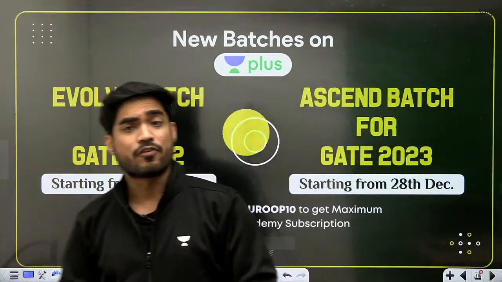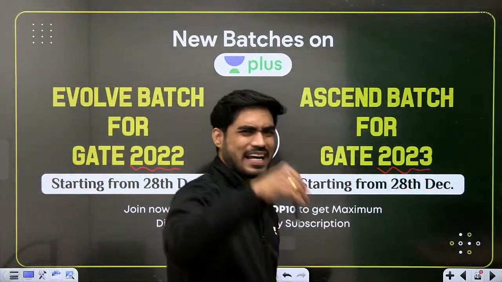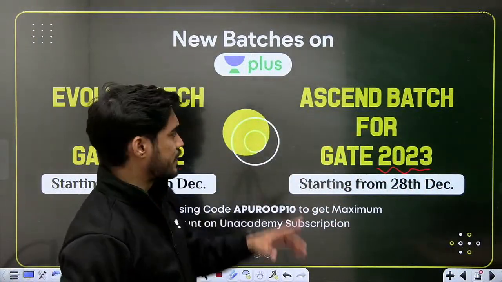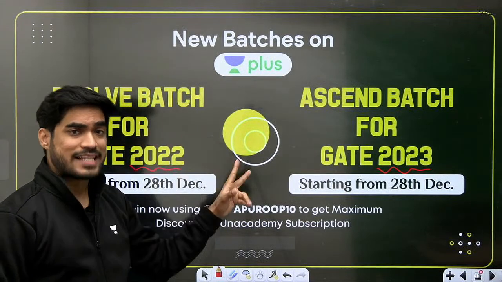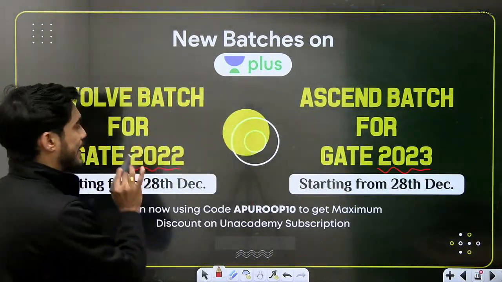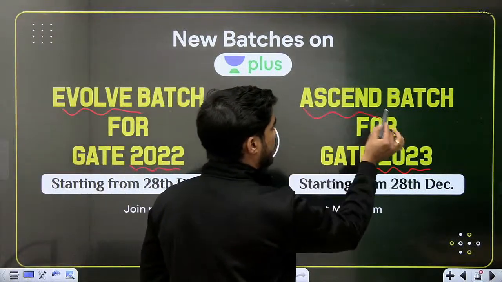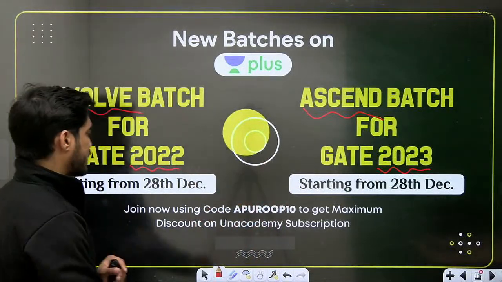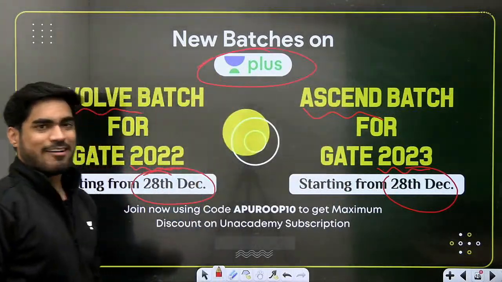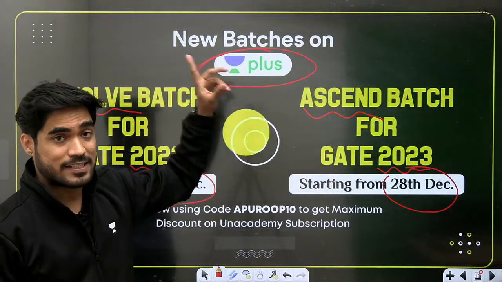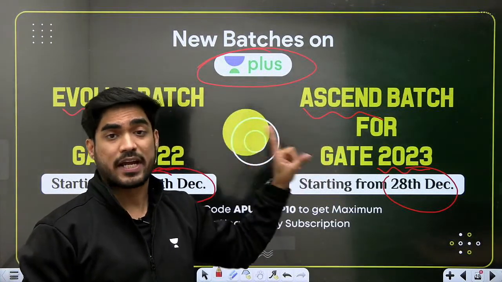And a very important news for all the GATE 2022 and 2023 aspirants. If you are in your second year or third year or final year, then beta, this is a very important news for you. Unacademy we are launching 2 batches for GATE 22 and 23 aspirants. One is known as Evolve batch and one is known as Ascend batch, and these 2 batches will be launched on 28th of December on Unacademy Plus. So beta, what do you need to do in order to get into these batches? And understand, these batches will be taken only by the top educators on Unacademy.